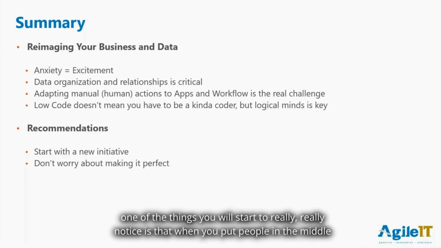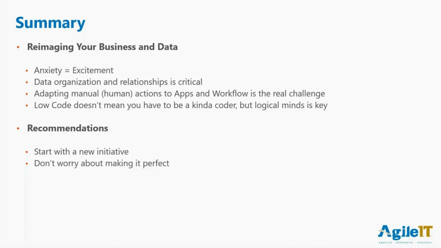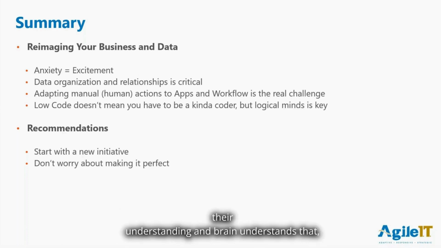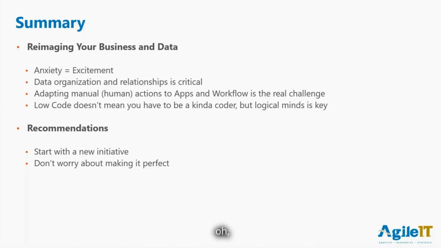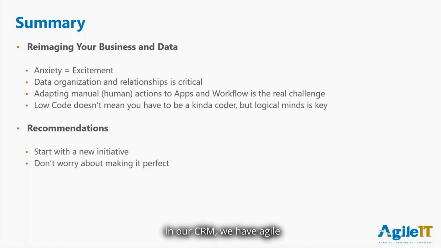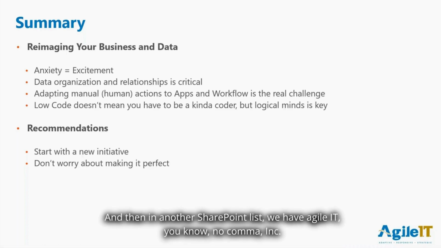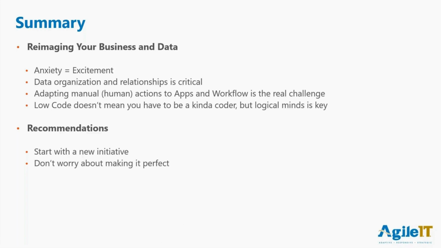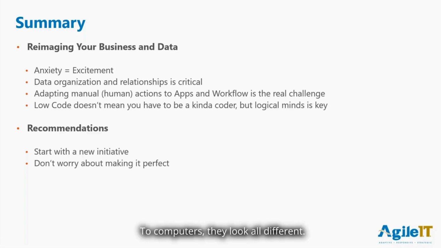one of the things you'll start to really notice is that when you put people in the middle of your process like you do today, their brain understands that, oh, when I'm in this spreadsheet, this customer name means this over here. But sometimes there's a discrepancy. It's Agile IT in one sheet. In our CRM, we have Agile IT, comma, Inc. And then in another SharePoint list, we have Agile IT, no comma, Inc. with the period. To computers, they look all different.